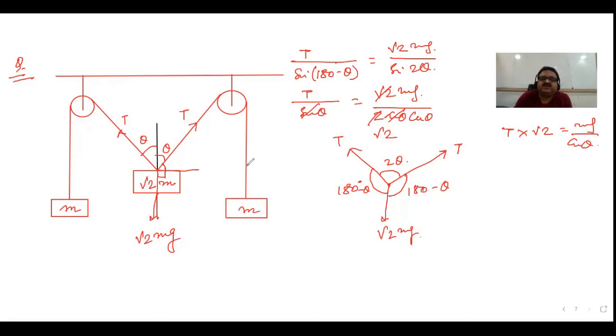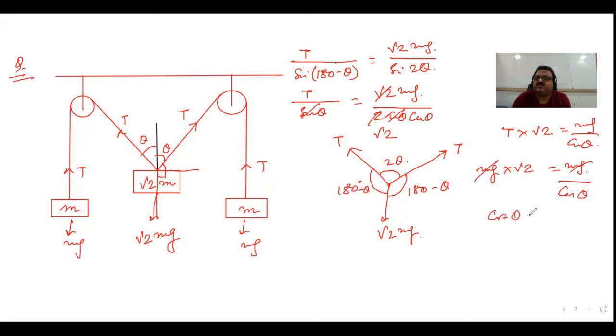Now we have to calculate the value of theta. Now look at this. This is T, this is mg, this is T, this is mg. Therefore, T is equal to mg. So put this value in this equation. T is equal to mg, so root 2 mg by cos theta. mg gets cancelled. So cos theta is equal to 1 by root 2. Hence theta is equal to 45 degrees.